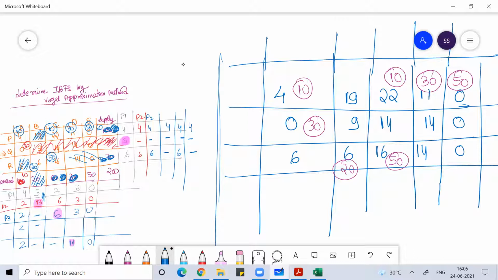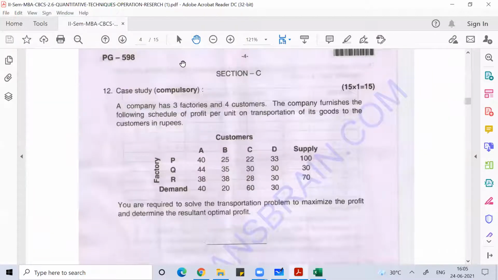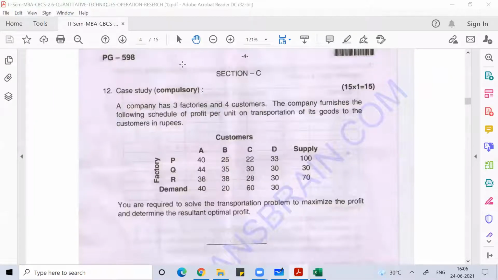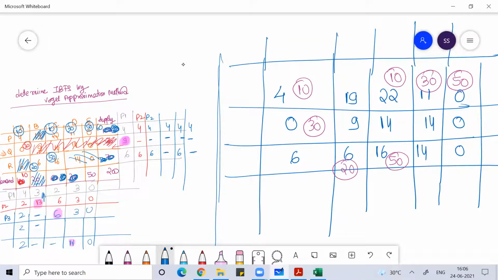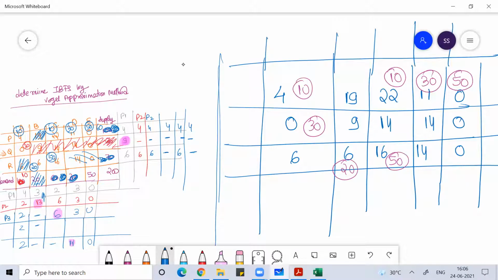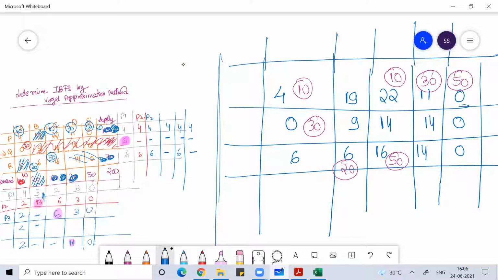The first column 40, second column 20, third column 60, fourth column 30, fifth column 50. First row 100, second row 30, third row 70. Clear, right? So my allocation is appropriate.